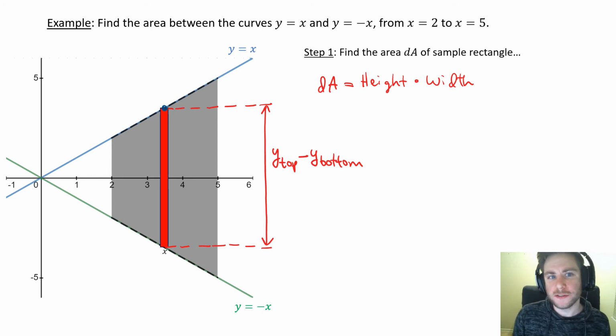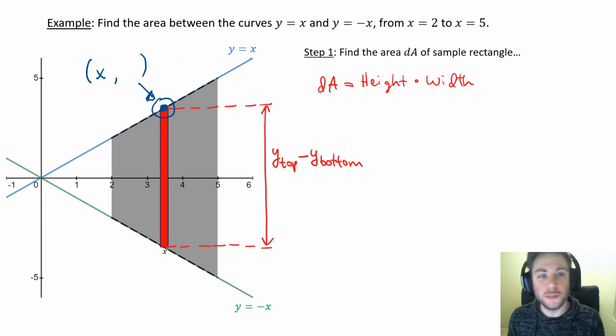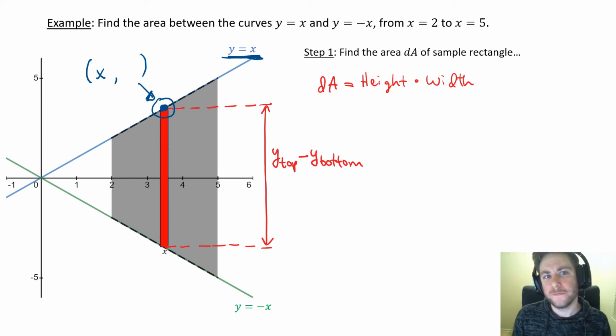So for starters, we need to know the coordinates of this point at the top of our rectangle. Well, the x-coordinate of that point would just be x, right? That would be the same x value we used for positioning our sample rectangle. So what about the y-coordinate? Since this point lies on the blue curve, the y-coordinate can be found by looking at the formula for this function. That formula tells you that y is equal to x. So the y-coordinate here must be x.